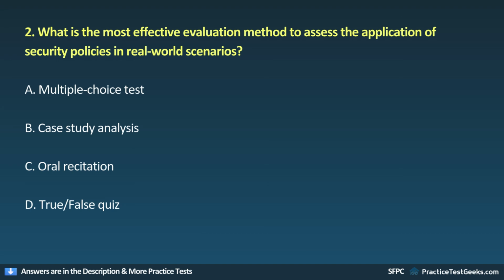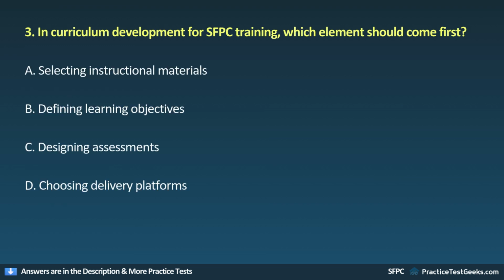B. Case study analysis. C. Oral recitation. D. True-false quiz. 3. In curriculum development for SFPC training, which element should come first? A. Selecting instructional materials. B. Defining learning objectives. C. Designing assessments. D. Choosing delivery platforms.